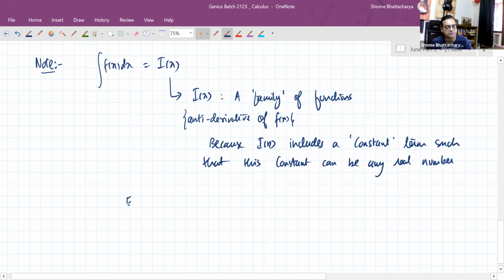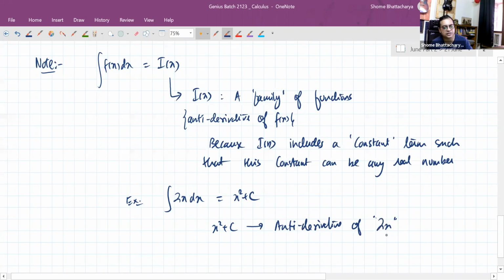So that's the example we are just talking about, that if we integrate 2x dx, we will get in general x square plus c. So x square plus c is the antiderivative of 2x. Now 2x, as you can see, is a specific function, f(x). But x square plus c is not a specific function. It is a family of functions.